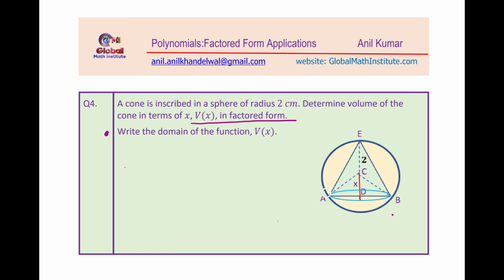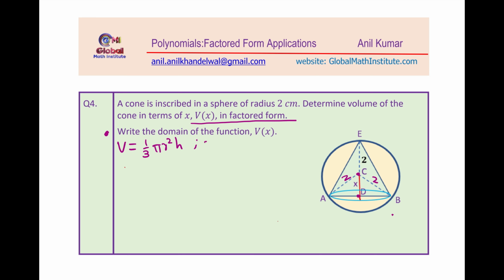We're given a sphere with inscribed cone. The radius of the sphere being 2, that means all these sides are also 2. X, the value, is basically from C to the center of the cone base, right? Now, what is the volume of a cone? Volume of a cone is 1 by 3 pi r square h. That means we have to find what height is and what radius is.